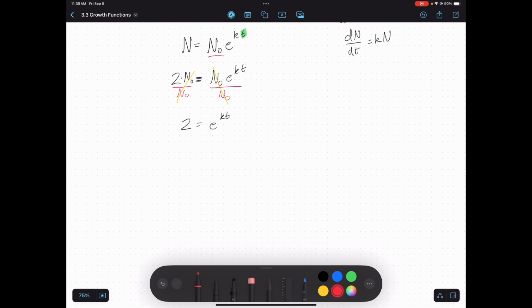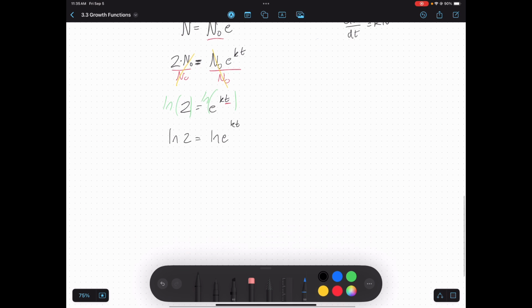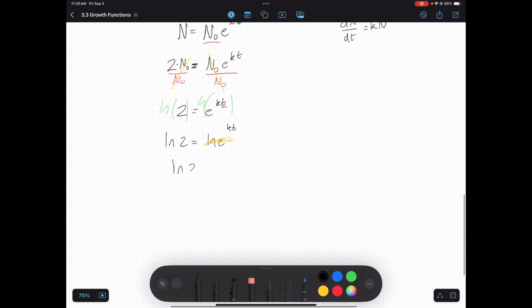Well, how do I solve this if t is still in my exponent and I'm trying to solve for t? This is where I can just take the natural log of both sides. I get natural log of 2 equals natural log of e to the kt. I can use my natural log properties to know that the natural log and the e just cancel out. And I'm left with natural log of 2 is equal to k times t. I'm going to solve for t, and I get natural log of 2 over k. So this is my official doubling time formula.